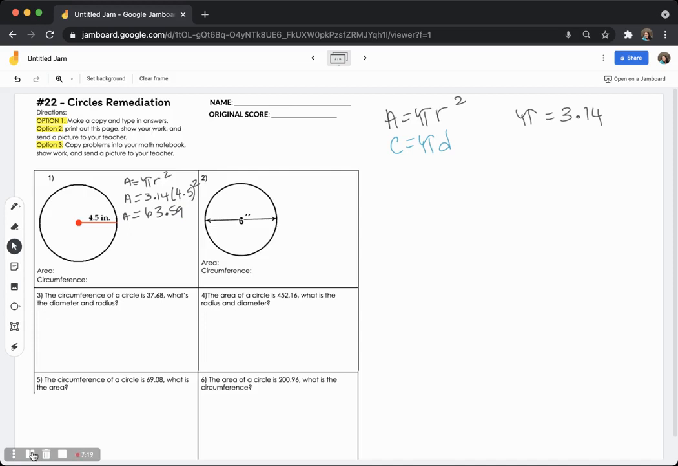Now I want to get the circumference. So circumference is pi times diameter. Diameter is the line that goes all the way across the circle. So if 4.5 is halfway across the circle, that means 9 would be all the way across the circle. So I'm going to do 3.14 times 9. And that's going to give us 28.26 for the circumference.